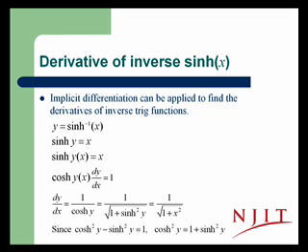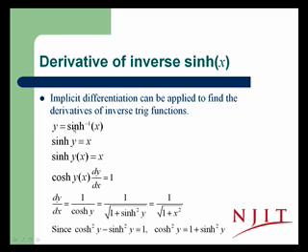We can also find the derivative of the inverse sinh of x, the inverse hyperbolic sine of a function, and it's exactly the same as we did previously in using implicit differentiation to find the derivative of the inverse sine of x. So implicit differentiation can be applied to find the derivatives of the inverse hyperbolic trigonometric functions now. And we do it exactly as we did earlier.